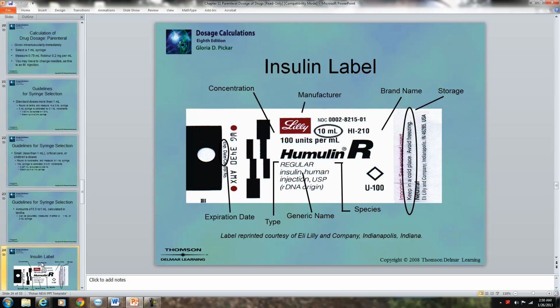Now this is what an insulin label might look like. We have the manufacturer, which is Lilly. It's 100 units per milliliter. That's the concentration. This is the brand name, Humulin R. This is how it has to be stored. This is the generic name. And then the expiration date would be given here.